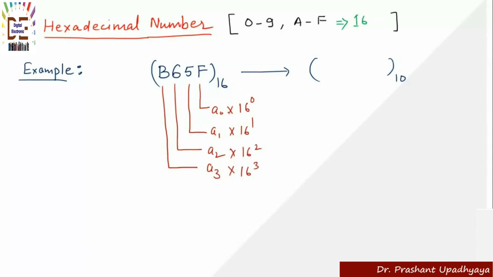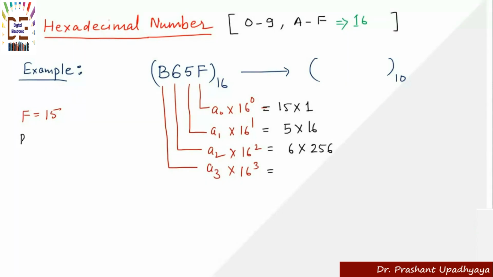What is the value of coefficient A0? A0 is F, and the value of F is 15. So we write 15 multiplied by 16 raised to power 0, which is 1. Similarly, A1 is 5, multiplied by 16. A2 is 6, multiplied by 16 squared. What is 16 squared? 256. And then 16 cube is 4096.